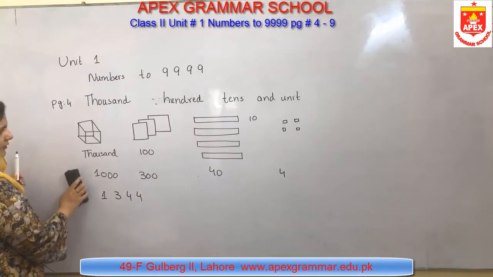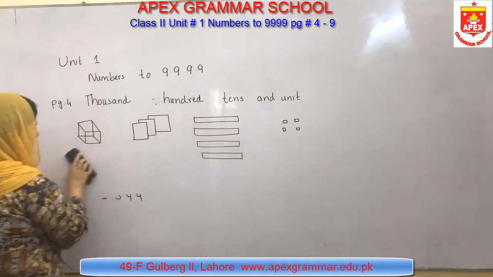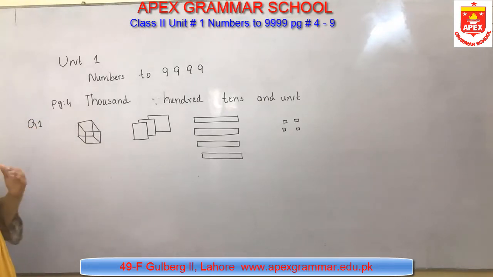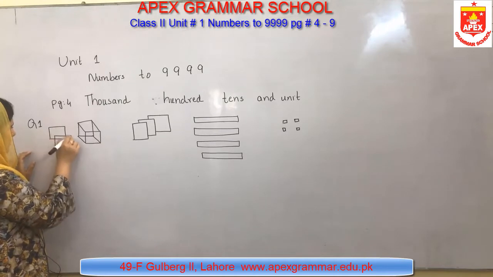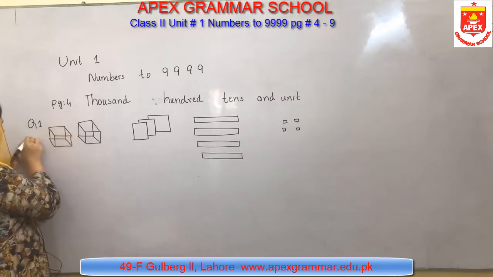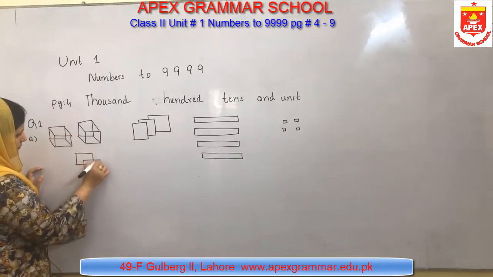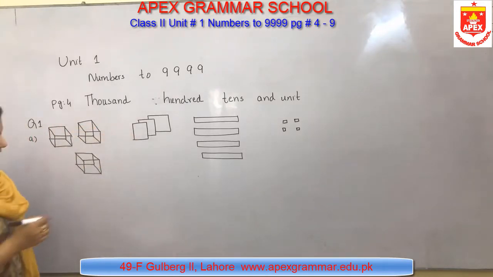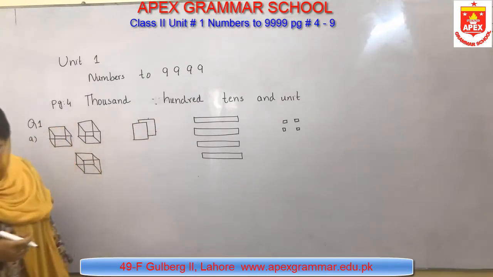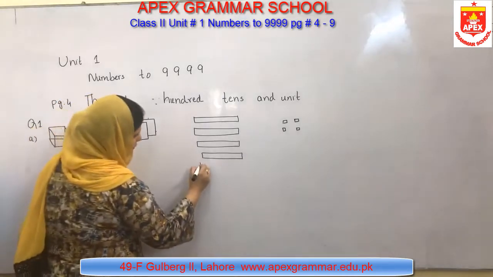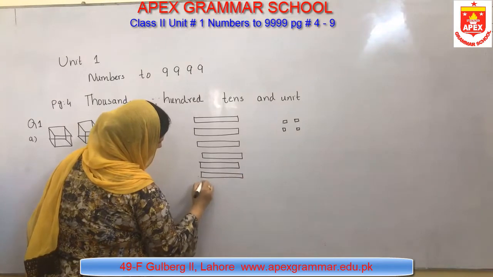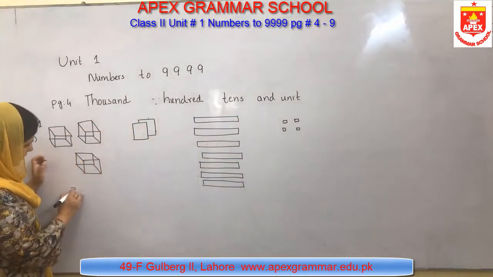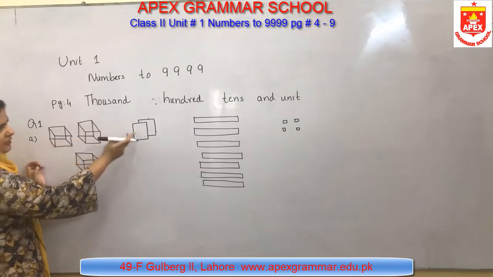Now solve question number 1. Question number 1: write the number shown in each mat. Part A. How many cubes? 3, so 3000. How many sheets? 2. How many strips? 7. And how many single boxes? 4.